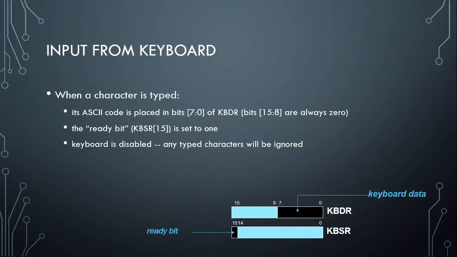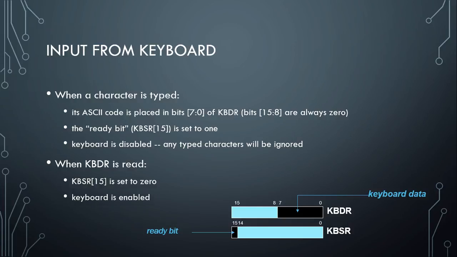All right, let's look at input from the keyboard. When a character is typed, its ASCII code is placed in bits 7 to 0 of KBDR. Remember, bits 15 to 8 are always 0. The ready bit is then set to 1, and the keyboard is disabled. Any other typed characters will be ignored. So when the KBDR is read, KBSR is then set to 0, and the keyboard is enabled. So that's how it's able to say, hey, I'm ready for the next character to be typed in, rather than waiting for the next string.